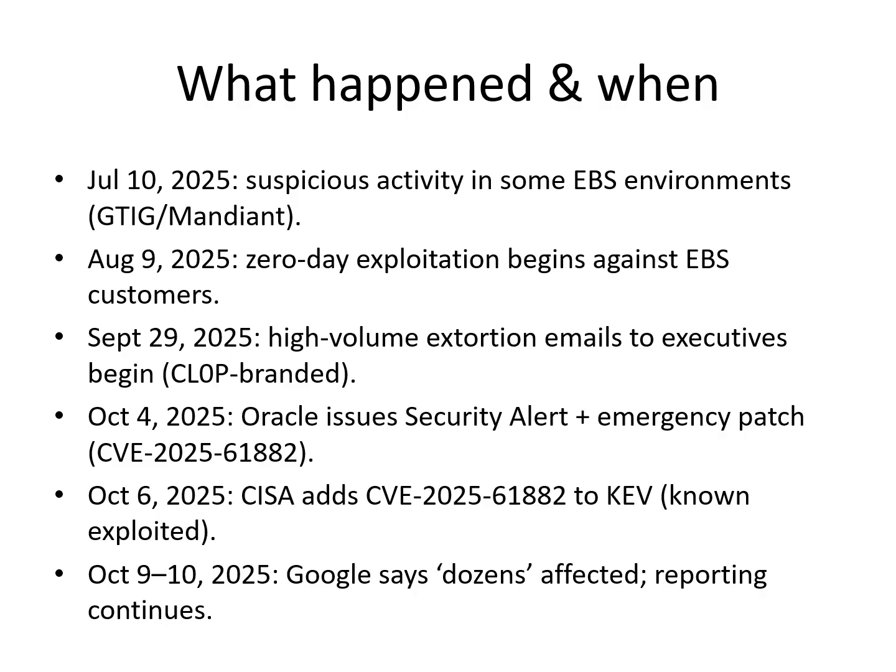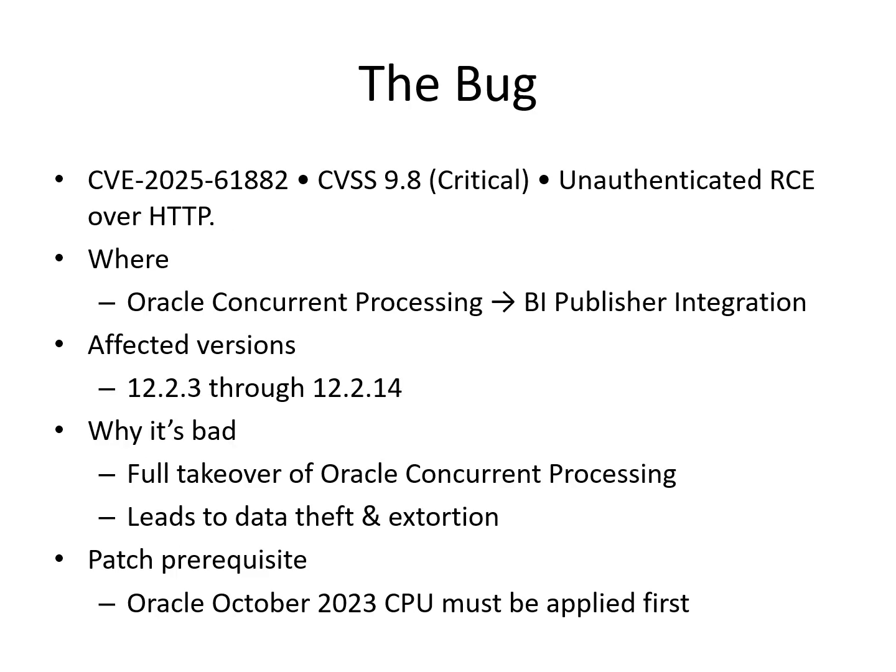And on October 6th, CISA adds the CVE-2025-61882 to the KEV, which was the known vulnerability that got exploited. And October 9th to the 10th, Google says dozens were affected, and reporting continues.